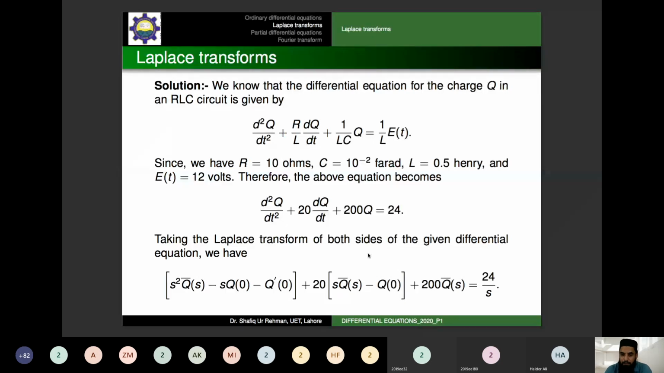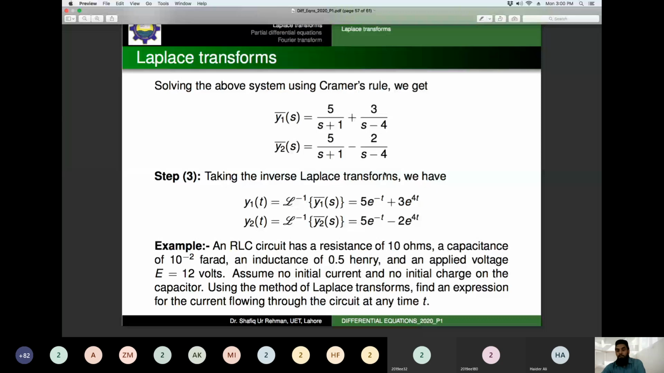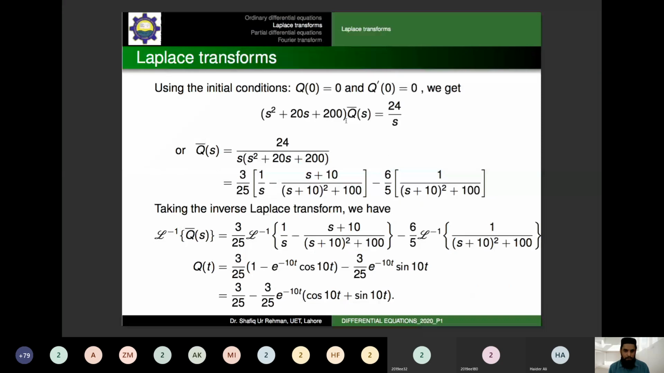The second step is that we need to apply initial conditions. What are the conditions? There is no initial current, there is no initial charge. So plug in those values: Q of 0 is 0, Q prime of 0 is also 0, the current. Now, once we replace those initial values, the simplified form of the equation would be like that. Simplify that. If you simplify that, it means that Q bar of s will be equal to that.